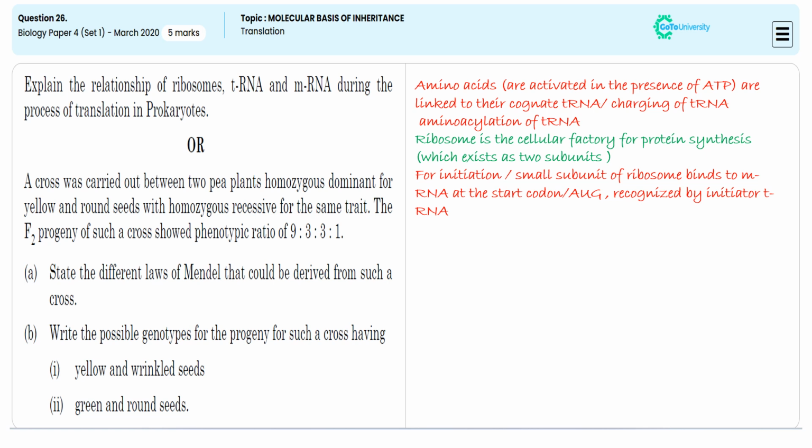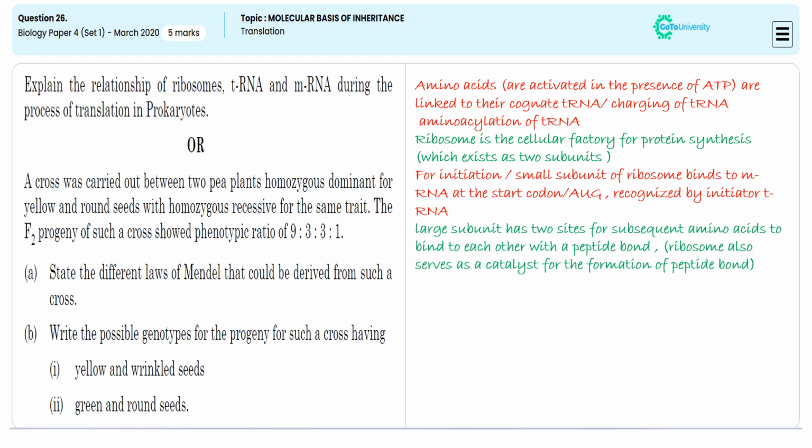In the larger subunit, there are a total of 2 sites. One is called the amino acyl tRNA site, another is called the peptidyl tRNA site, and those 2 sites are mainly responsible for accommodating the amino acyl tRNA and peptidyl tRNA for facilitating the addition of one amino acid to the other for peptide bond formation so that the peptide is synthesized. For this narration, you will get another half mark.